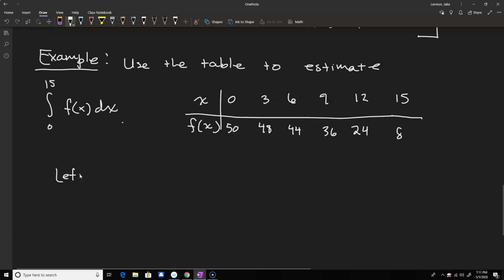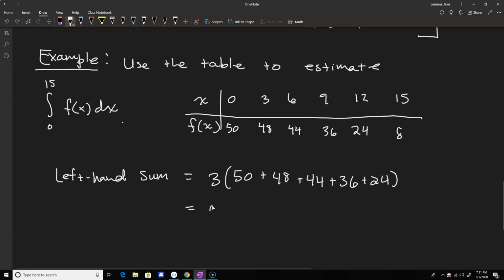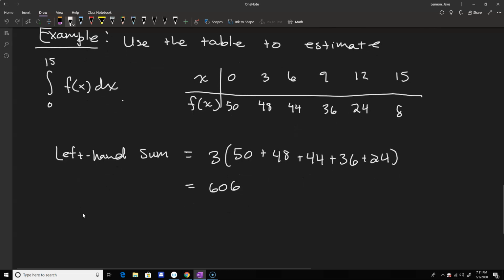So the left-hand sum. Notice the x values are all 3 apart, so that will be acting as our width. And if we're doing the left sum, we'd just be using the y values 50 plus 48 plus 44 plus 36 plus 24. And we get 606. And we see that this is a decreasing function. So for a decreasing function, our left-hand sum should be an overestimate of the true area, and the right-hand sum should therefore be an underestimate. That's sometimes why it's a good idea to do both and then take their average.